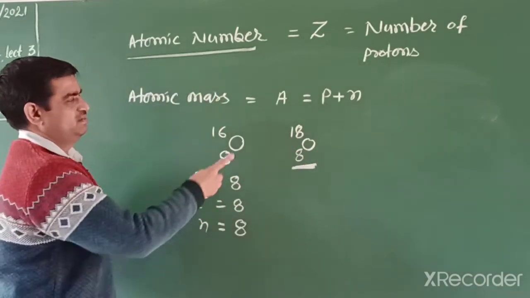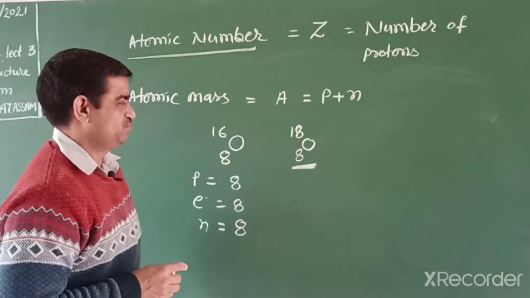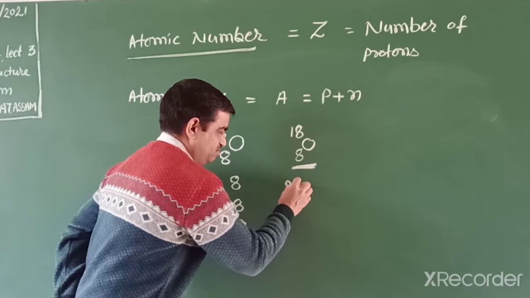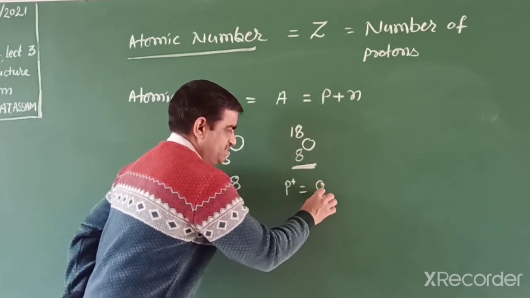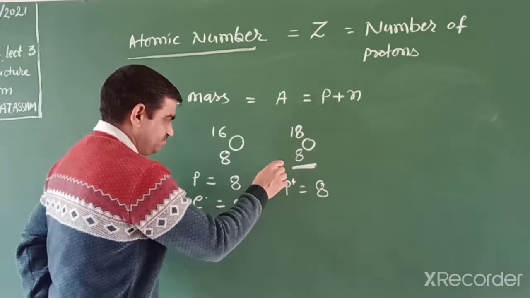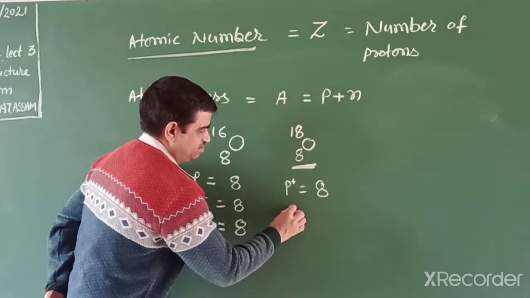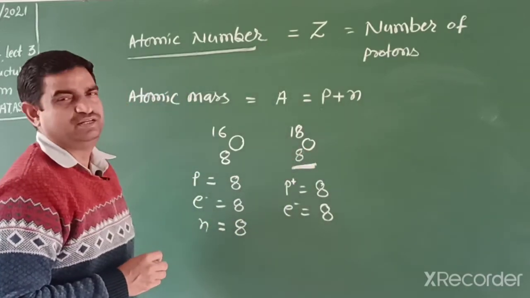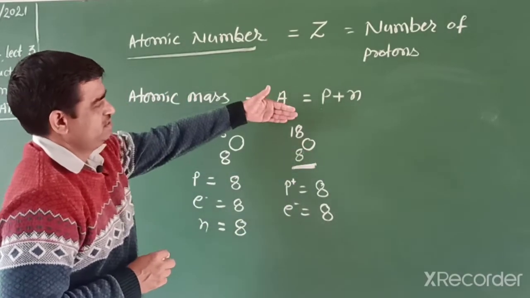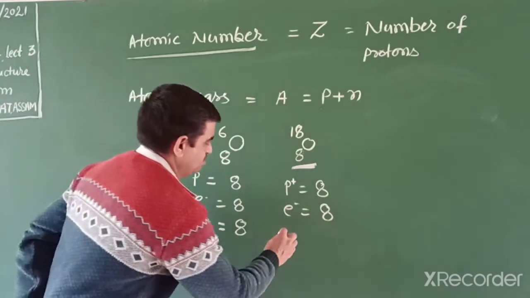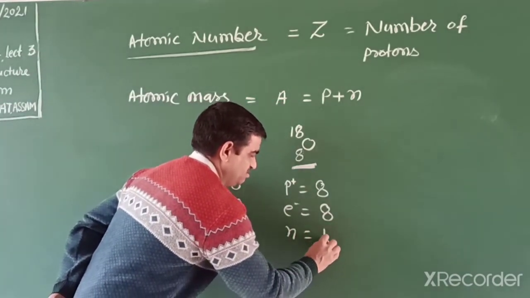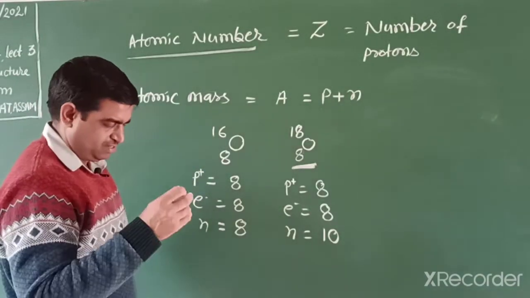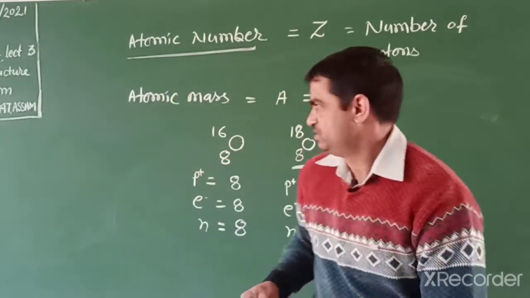Another element, oxygen with mass number 18 and atomic number 8. Identify how many electrons, protons and neutrons. Students, on the lower side, protons are 8, and the number of electrons is similar to the atomic number, 8. But how many neutrons? 18 minus 8, so the number of neutrons is 10. You can find other elements also in this way.